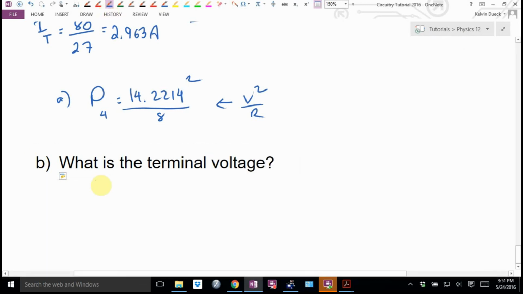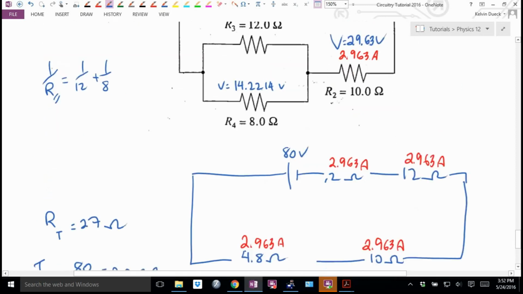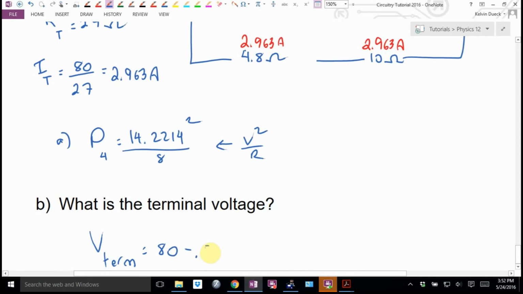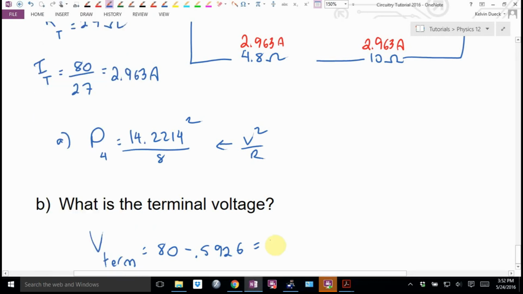Well, it was 80 minus what we lost going through the battery, 0.5926. Minus 0.5926. What did we say it was? 79.4 volts.